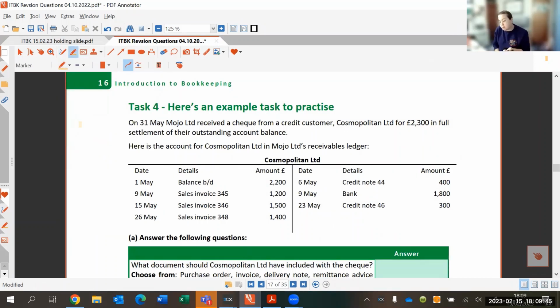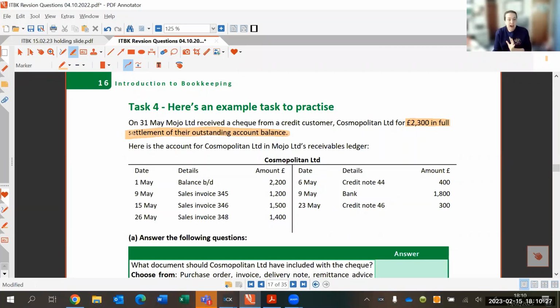So on the 31st of May, Mojo Limited, so that's us, we received a cheque from a customer, Cosmopolitan Limited, so they're our customer, for £2,300 in full settlement of their outstanding account balance. So what does that mean? That means that according to Cosmopolitan at their end, they've looked at what they've got on the system from us in terms of invoices and credit notes and what they've maybe paid previously. And they think that they had £2,300 outstanding. They've sent us that money and they think that they now have nothing outstanding from us that they need to pay.